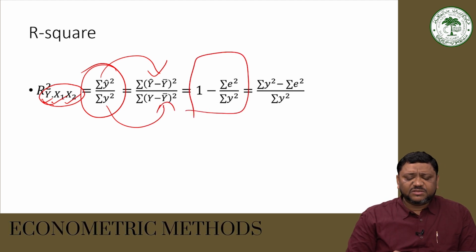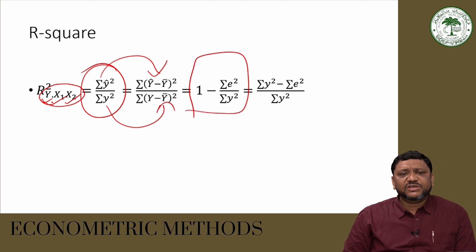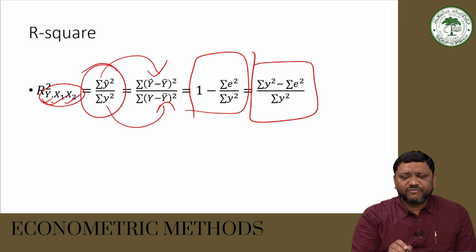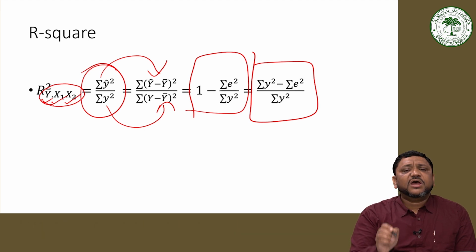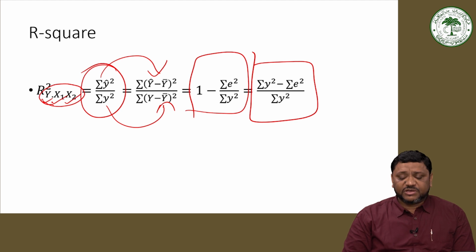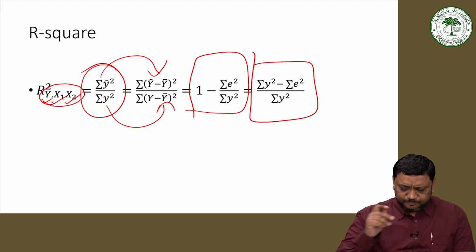This can be written in this format also: 1 minus summation e square divided by summation y square, which can also be written in this format, where we take summation y square in the denominator, and in the numerator it is summation y square minus summation e square.